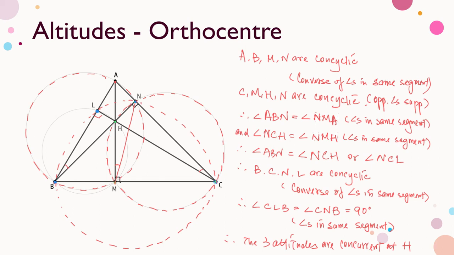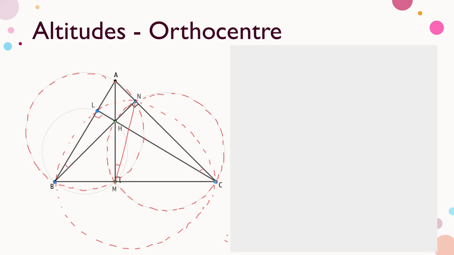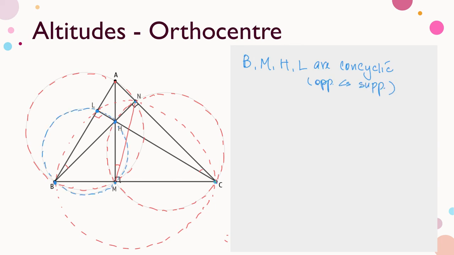The second part is about the intersection point. H is the orthocentre of the triangle ABC. Centre is a feature related to a circle. We have already seen the circumcircle and incircle. So what kind of circle is H related to? Consider B, M, H, and L. They are concyclic due to opposite angles supplementary.